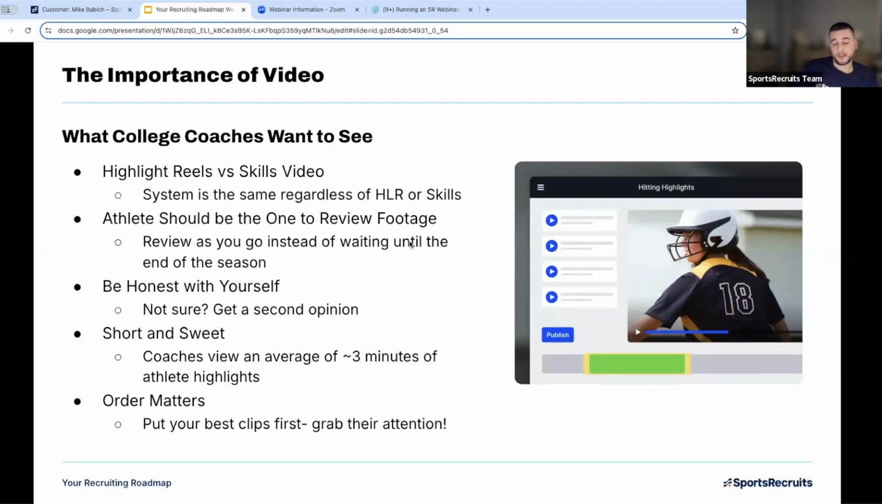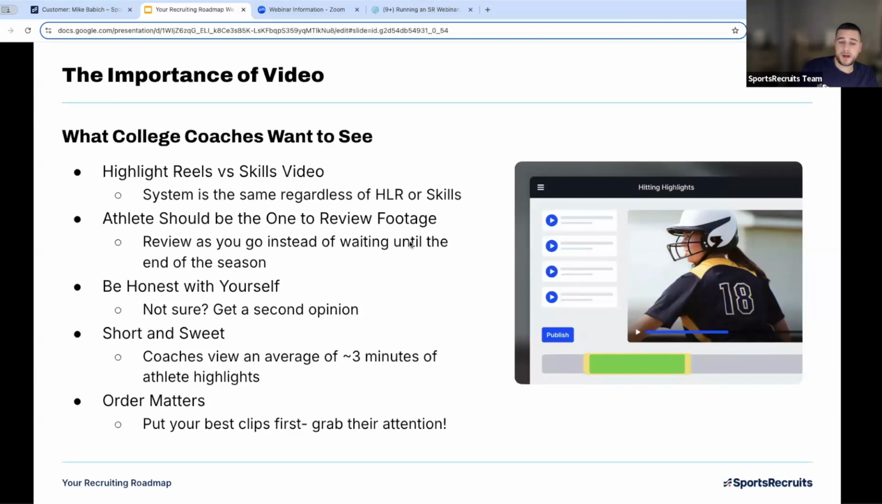I think that the overall length of a video is something that's always going to be an important topic to discuss as well. Generally speaking, right around 3 minutes, 3 to 4 minutes at the max, is what we're looking for when it comes to a highlight video overall. And I would say a skills video is probably going to be more in the area of 1 to 2 minutes, especially if you are working on one skill within that skills video.